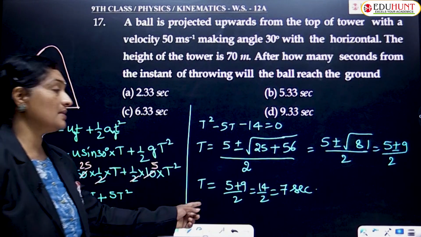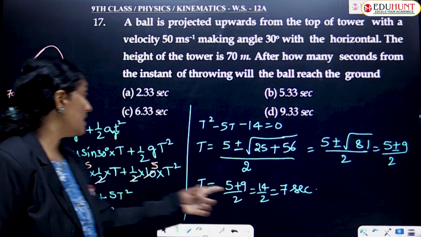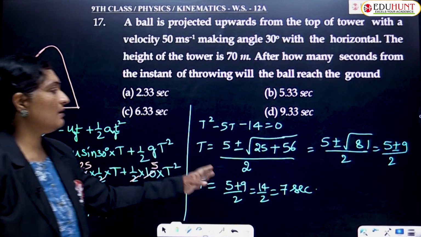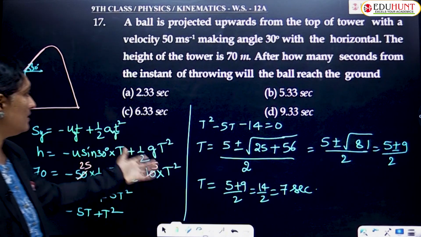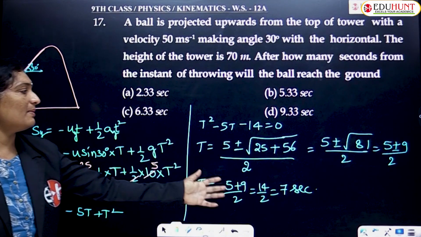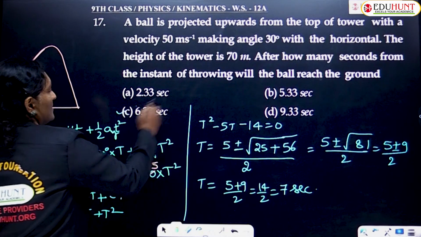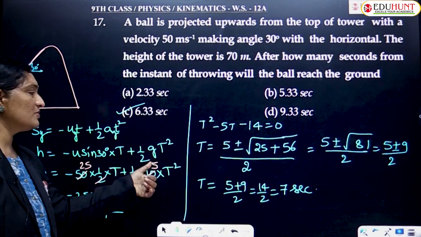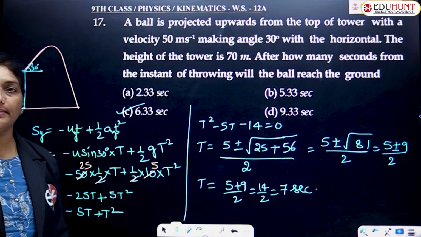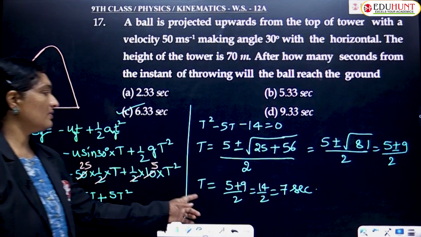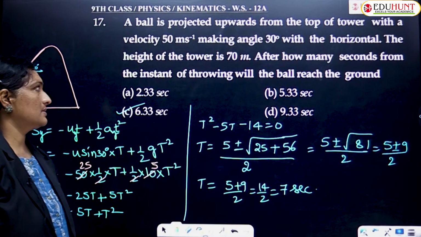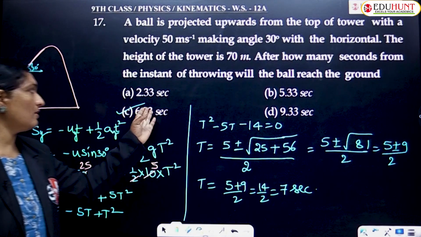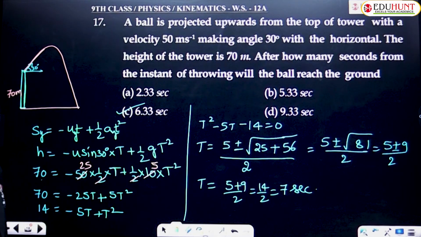And remember, children, this is an approximate value. Why? Because I considered the value of g as 10 here. If you take the proper values, you may get the nearby value. So which one is the nearby value for 7 seconds? Of course, it is 6.33 seconds. If you substitute the value of g as 9.8, the answer may vary. So what is the time? 7 seconds, it reaches in 7 seconds. Well, sorry, 7 seconds, but here the option is approximately, you should take it as 6.33.